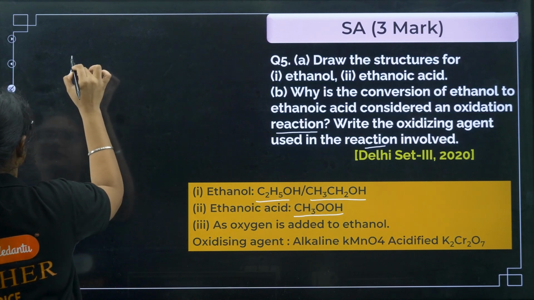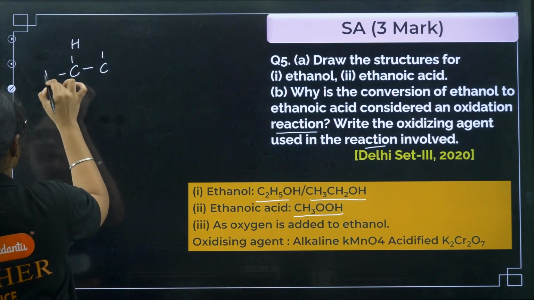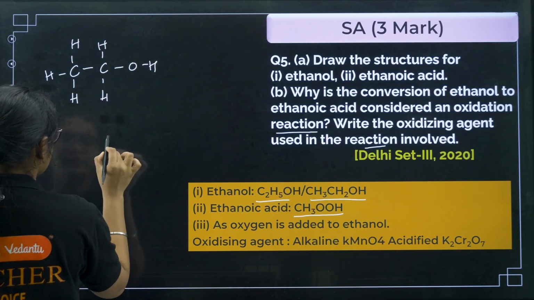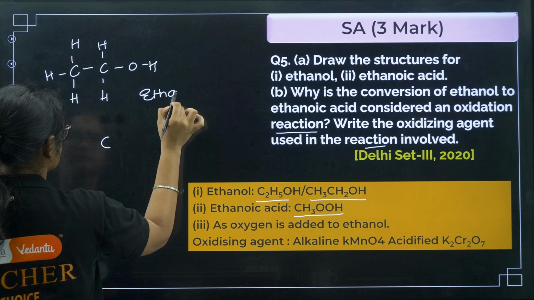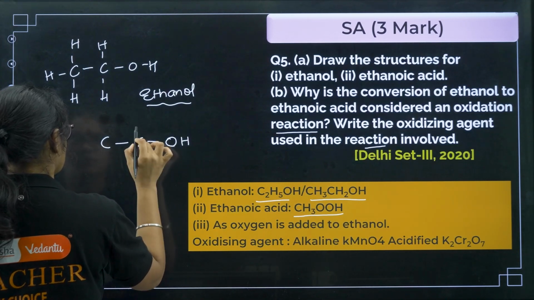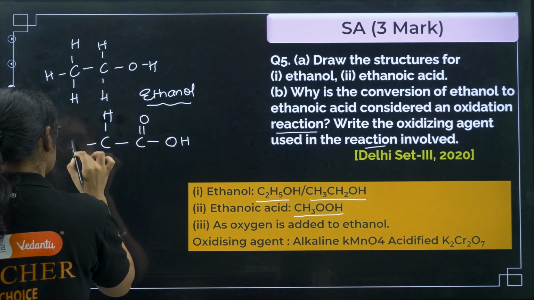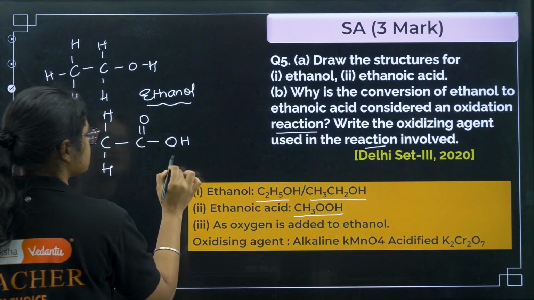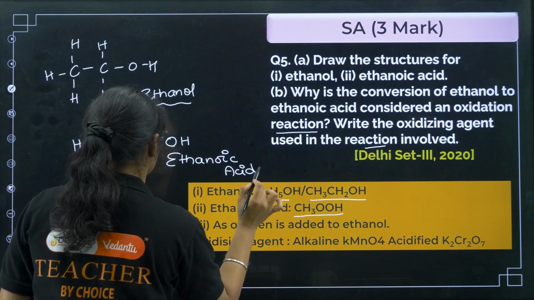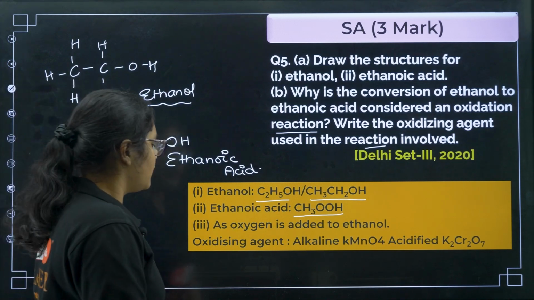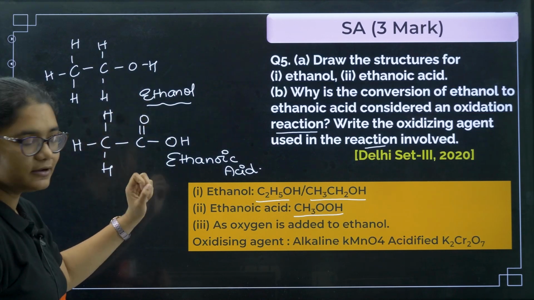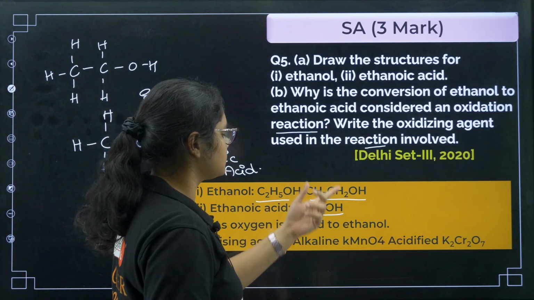So if you want to write the structure, it is like this: CH3CH2OH. Okay, this is ethanol. Now if I want to write ethanoic acid, it is like this: CH3COOH. Okay, ethanoic acid. Now coming to why it is called an oxidation reaction, you can see there is one oxygen extra added. So addition of oxygen is oxidation. And what is the oxidizing agent?